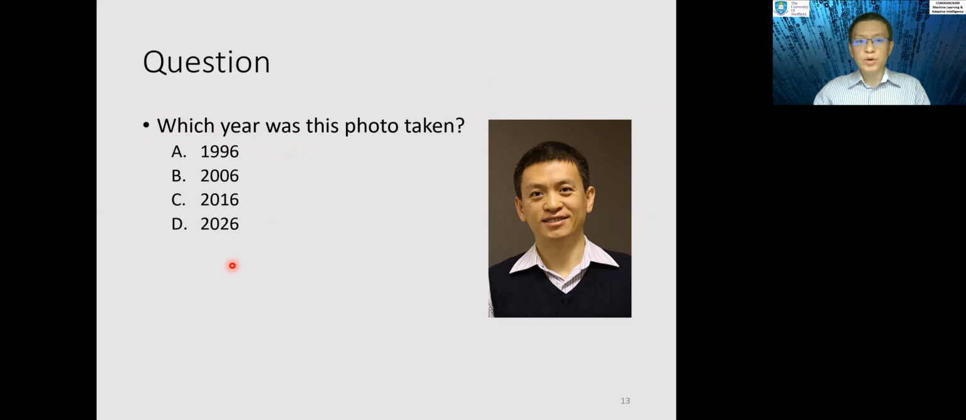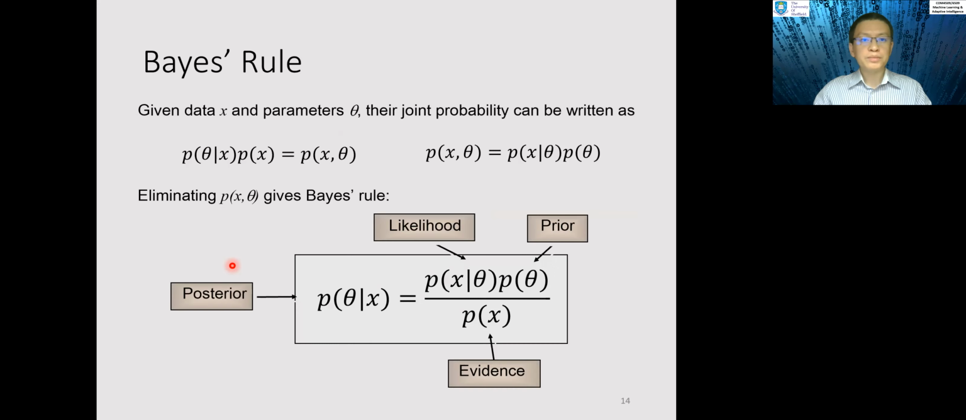While you are making your decision, I believe most of you or all of you are doing Bayesian inference. Actually, as humans, we naturally do Bayesian inference frequently. The fundamentals of Bayesian inference is Bayes' rule.